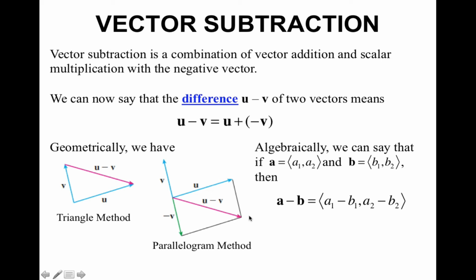Algebraically, we can say that if A is represented by A sub 1, A sub 2, and B is represented by B sub 1, B sub 2, then it's the same idea as subtracting the horizontal components and subtracting the vertical components.